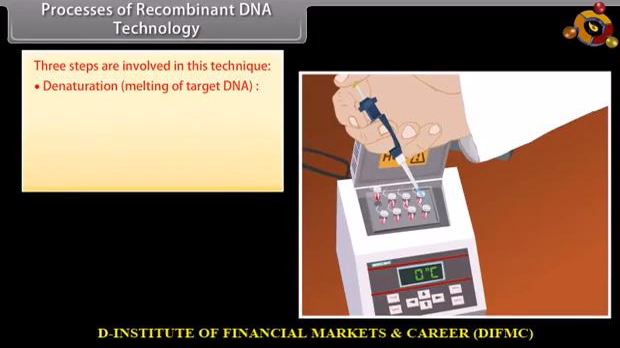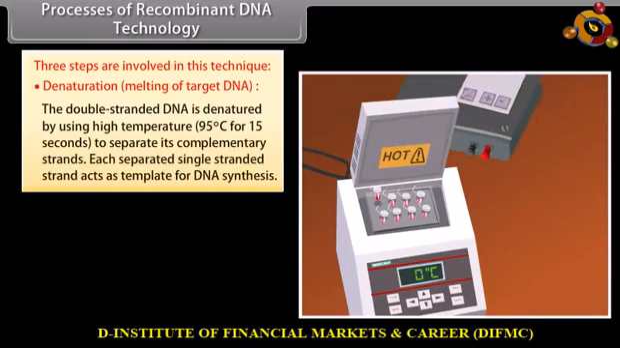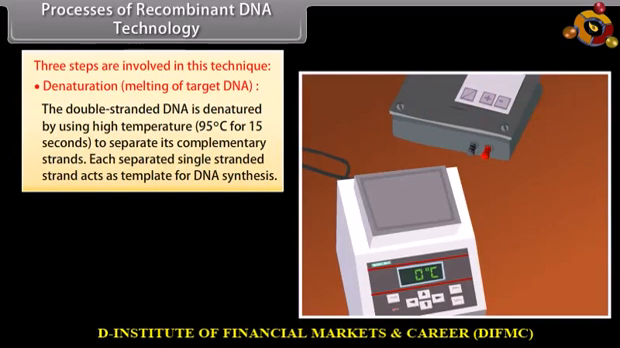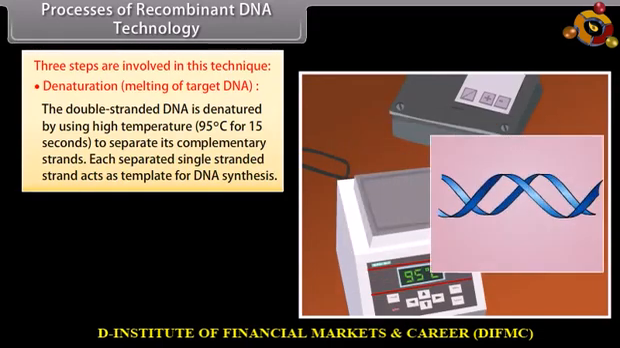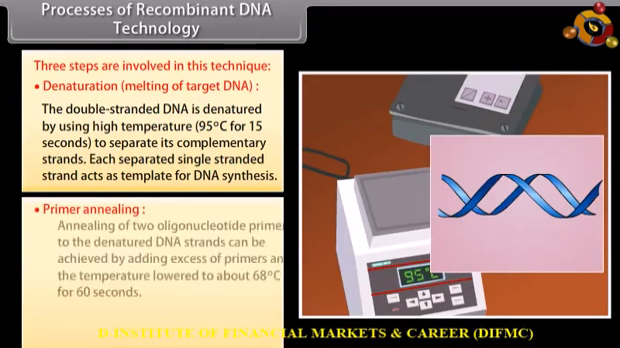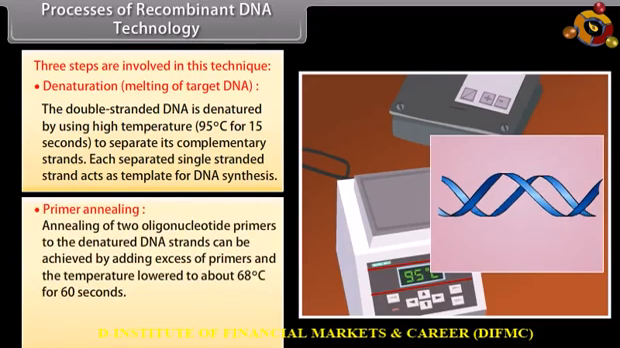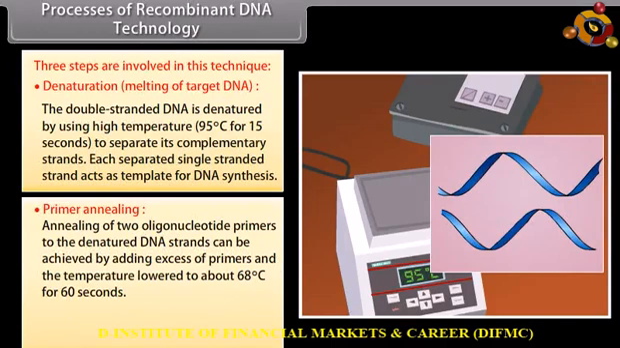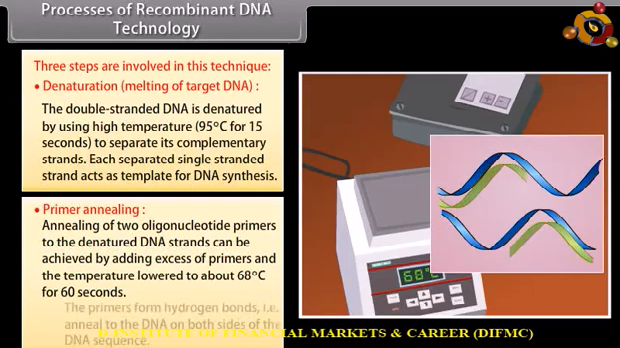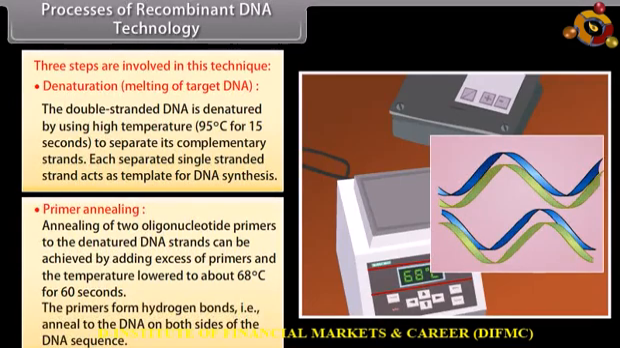Denaturation, melting of target DNA. The double-stranded DNA is denatured by using high temperature, 95 degrees Celsius for 15 seconds, to separate its complementary strands. Each separated single strand acts as a template for DNA synthesis. Primer annealing. Annealing of two oligonucleotide primers to the denatured DNA strands is achieved by adding excess primers and lowering the temperature to about 68 degrees Celsius for 60 seconds. The primers form hydrogen bonds and anneal to the DNA on both sides of the target DNA sequence.